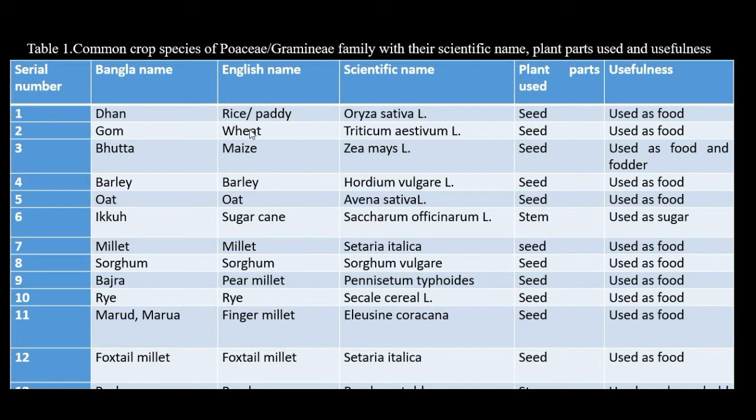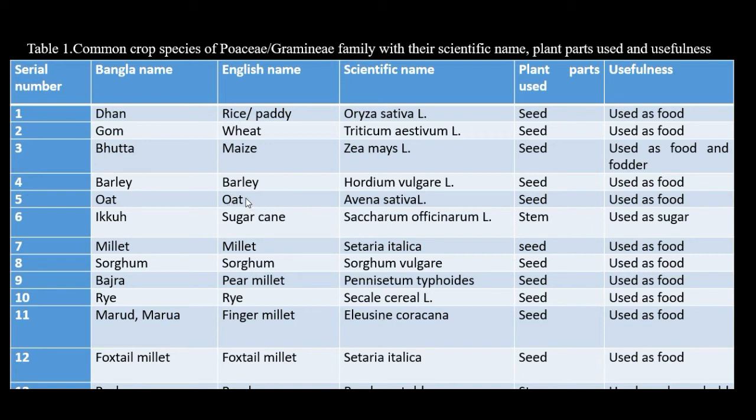Number 2 is wheat. Bangla name is gom. Scientific name Triticum aestivum. The seed is used for food. Number 3, maize, Bangla name is bhutta, scientific name Zea mays, plant part used is seed, used as food and fodder. Number 4, barley, in Bangla is barley or jau. The scientific name is Hordeum vulgare. The plant part used is seed, used as food.